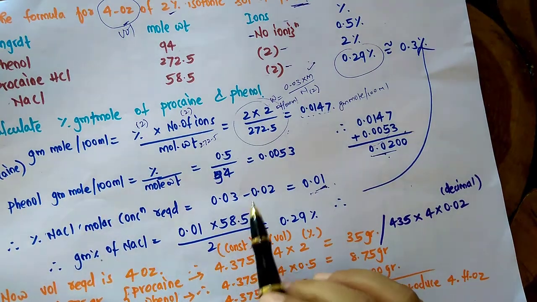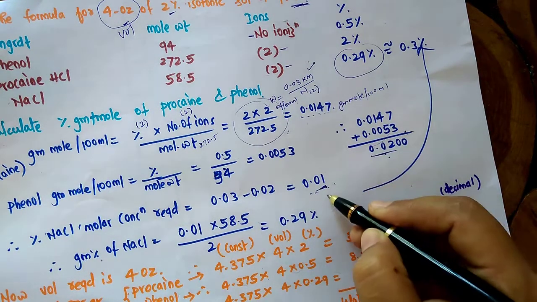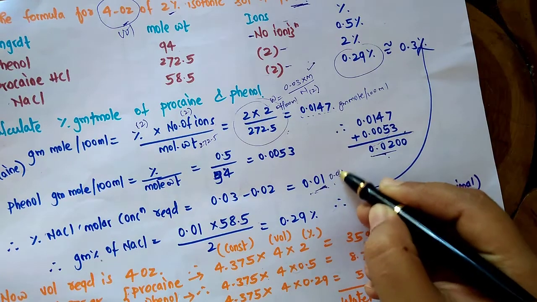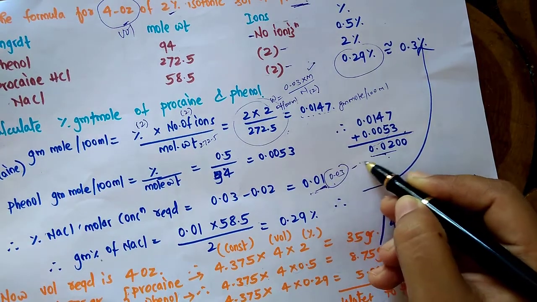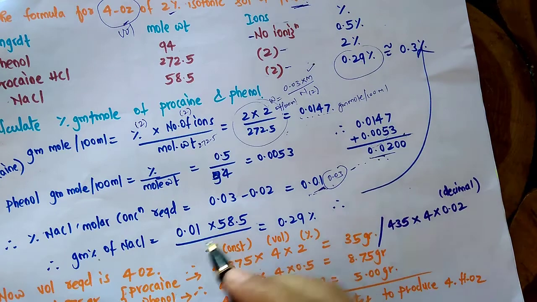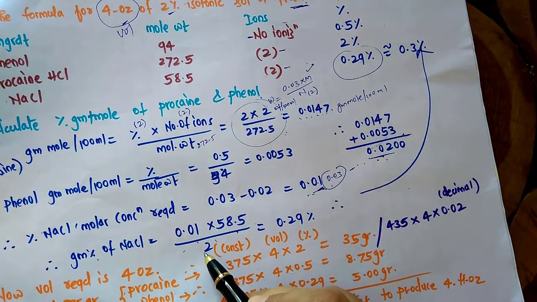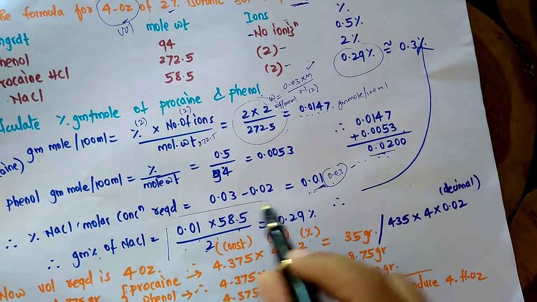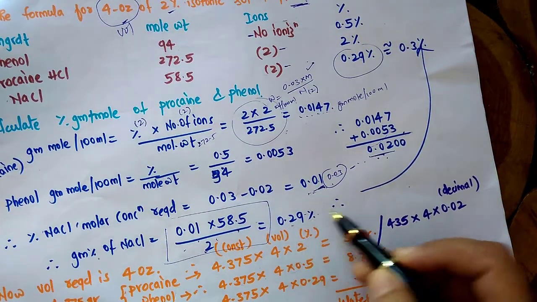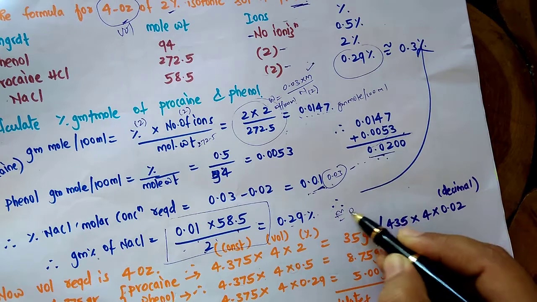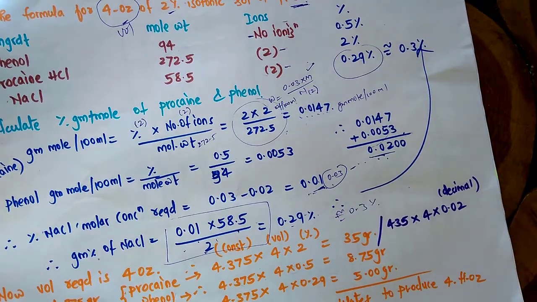So 0.01 is according to the formula. The percentage will become: from the 0.03 constant value, after subtracting procaine and phenol, we got 0.01 into molecular weight of NaCl divided by number of ions. This is the actual formula. So it will give you 0.29%, that is approximately 0.3%.